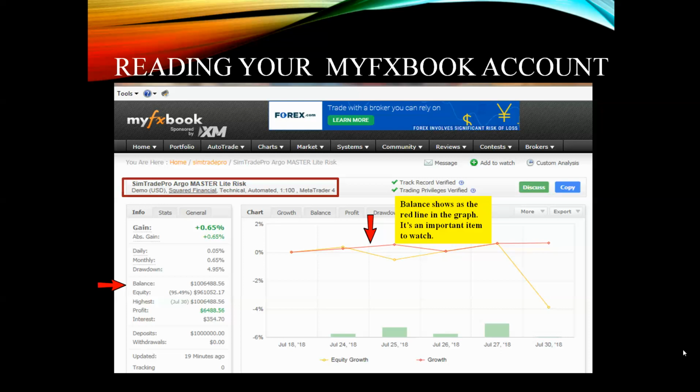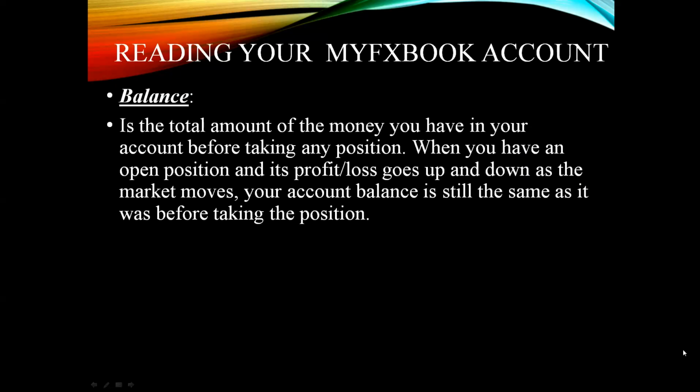As a repeat of what that is in detail, this is what this looks like. First of all, there's a red line that indicates on the graph what the balance was. This is what the value of what the account was without having gains or losses that are currently open. The balance is the total amount of money you have in your account before taking any positions.